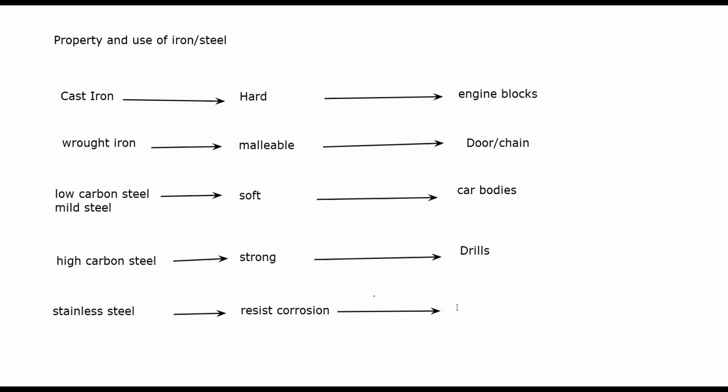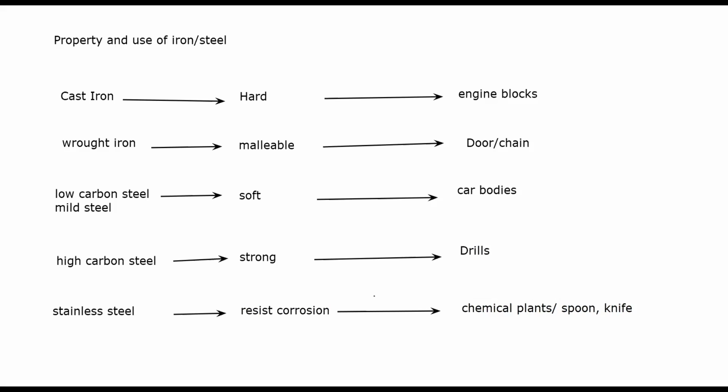For that purpose, we use it to make the chemical plants, as well as cutlery, forks, spoons, knives are made up of stainless steel.